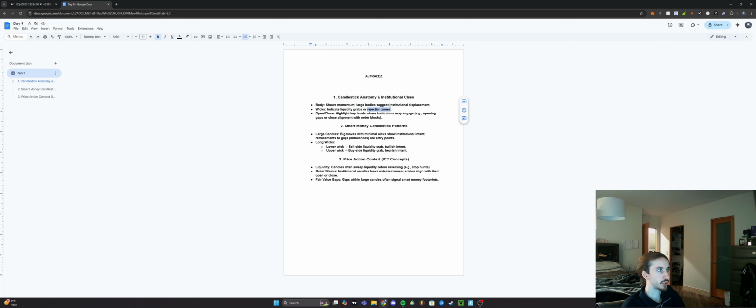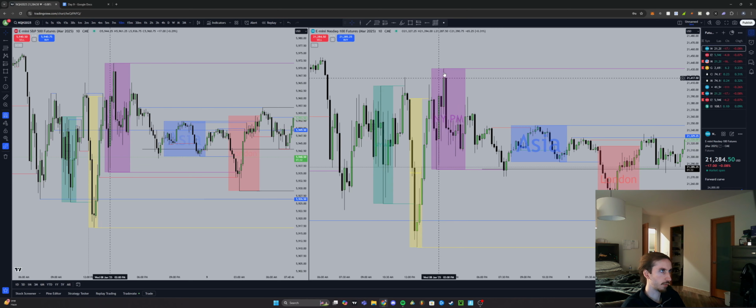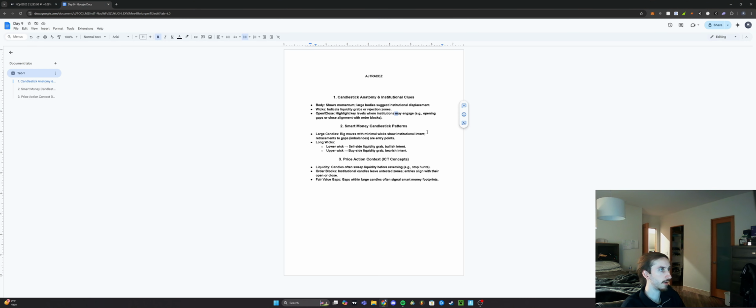And all I mean by rejection zones is a fair value gap, an order block, a mitigation block, which I will get into later in the mentorship. But that's basically what I mean, right? We went over the open and the close, right? Highlight key levels where institutions may engage, which is what I highlighted for you guys over here with these examples that I showed you. The bullish example here off of this rejection, and then the bearish example off of these rejections here. Same thing, right?